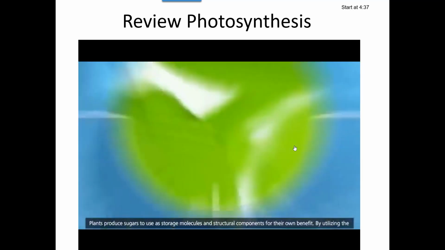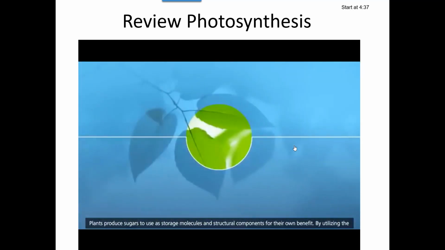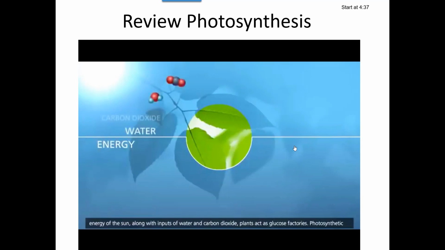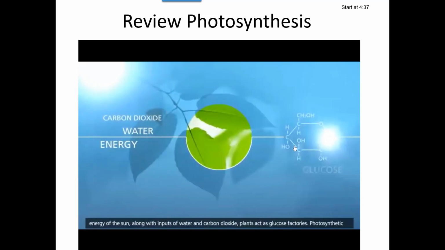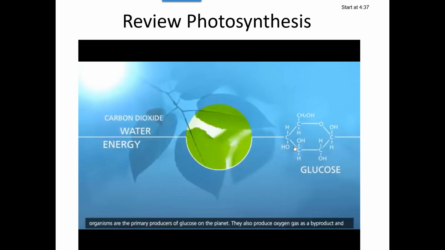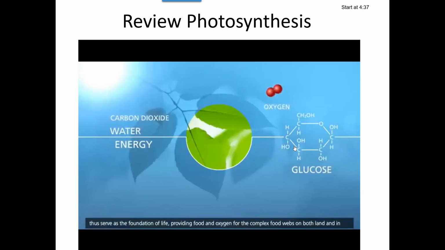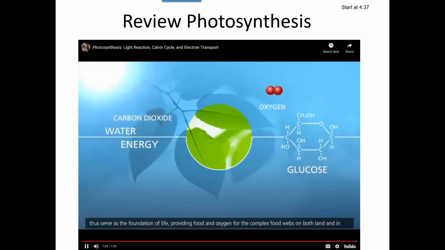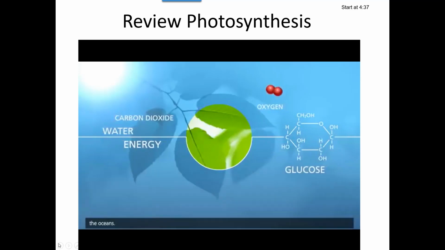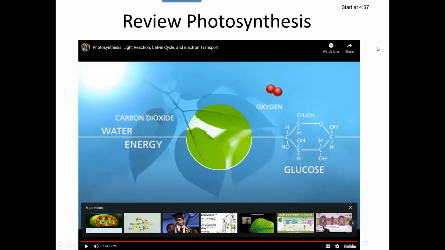Plants produce sugars to use as storage molecules and structural components for their own benefit. By utilizing the energy of the sun, along with inputs of water and carbon dioxide, plants act as glucose factories. Photosynthetic organisms are the primary producers of glucose on the planet. They also produce oxygen gas as a byproduct, and thus serve as the foundation of life, providing food and oxygen for the complex food webs on both land and in the oceans. How many can we lose and still survive?